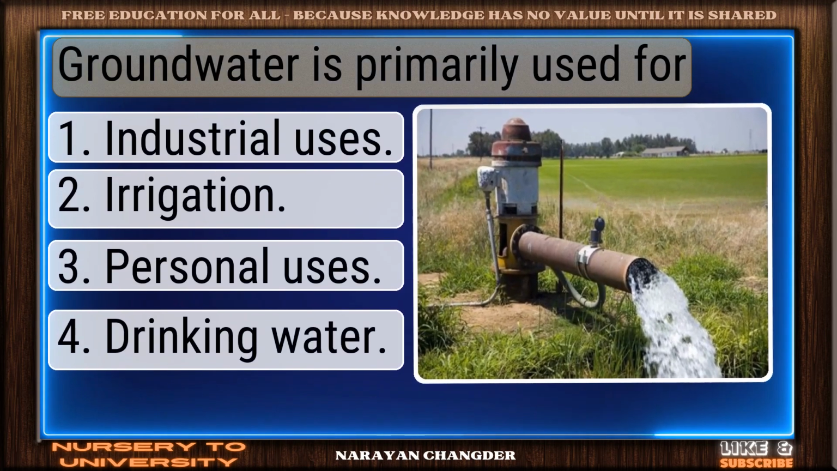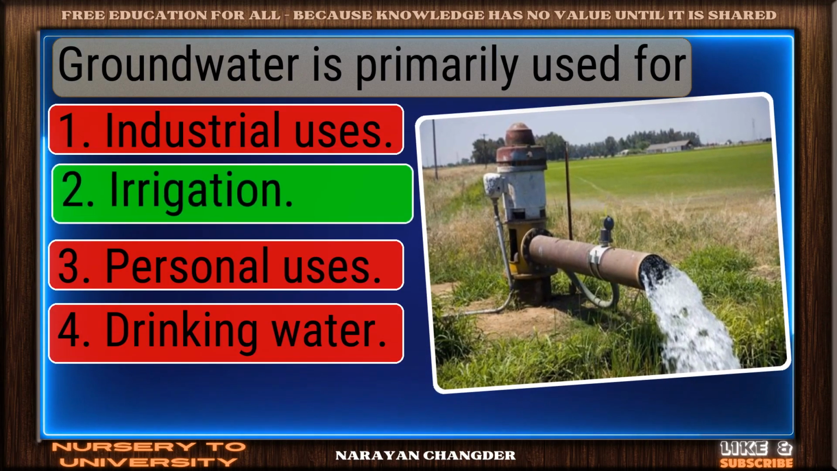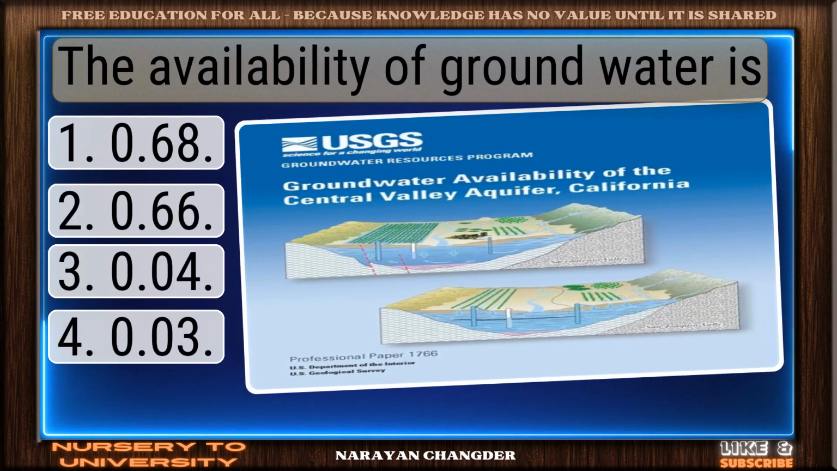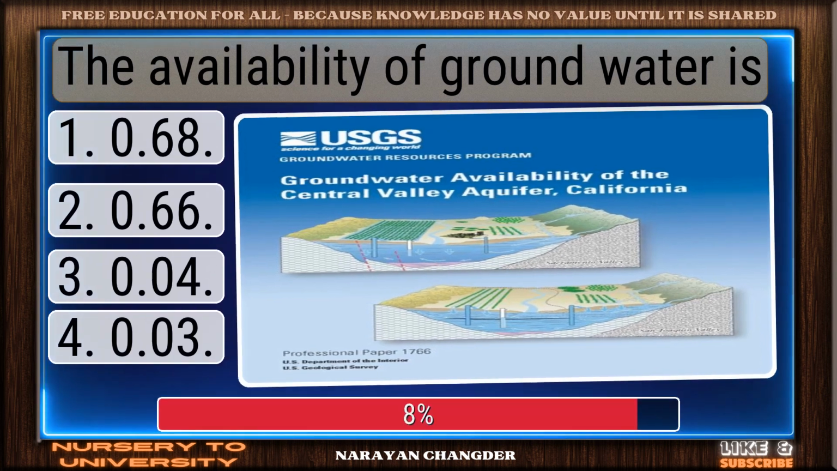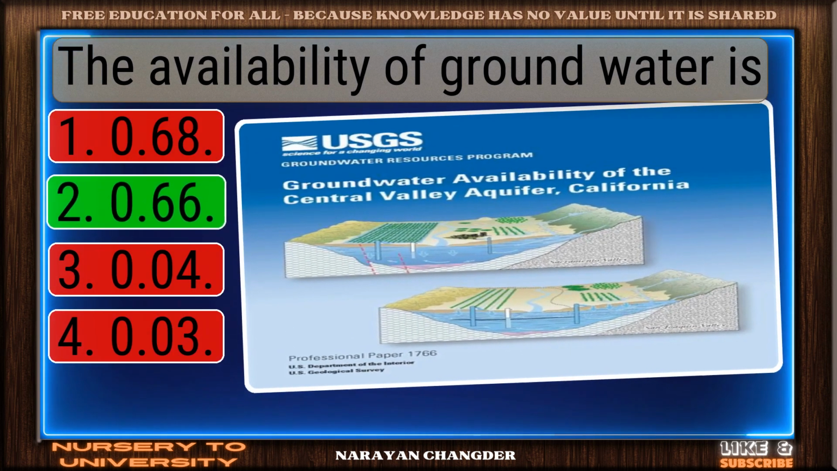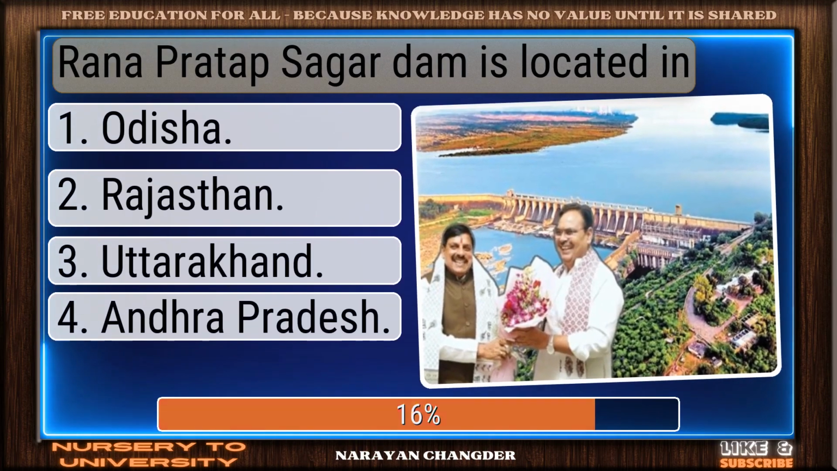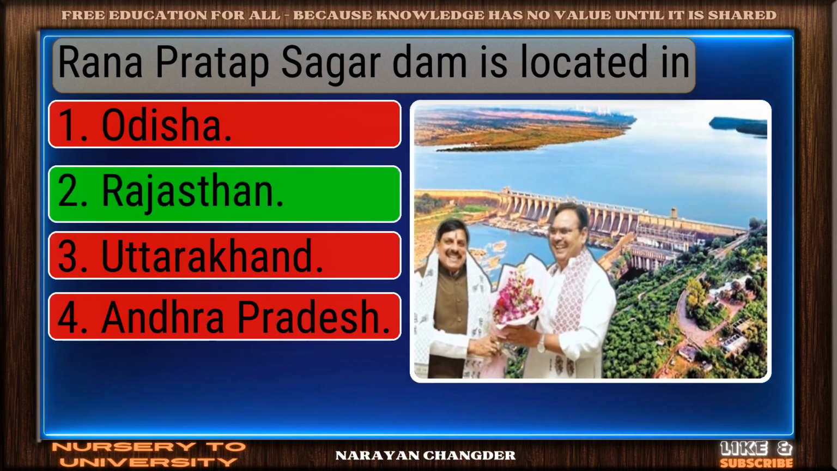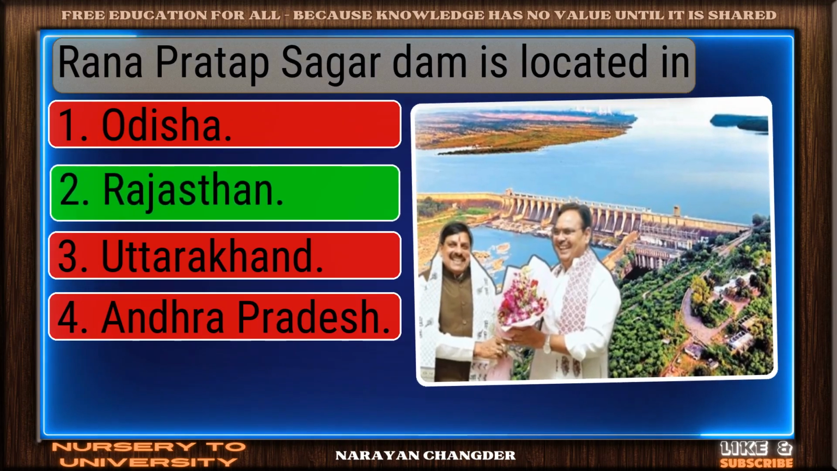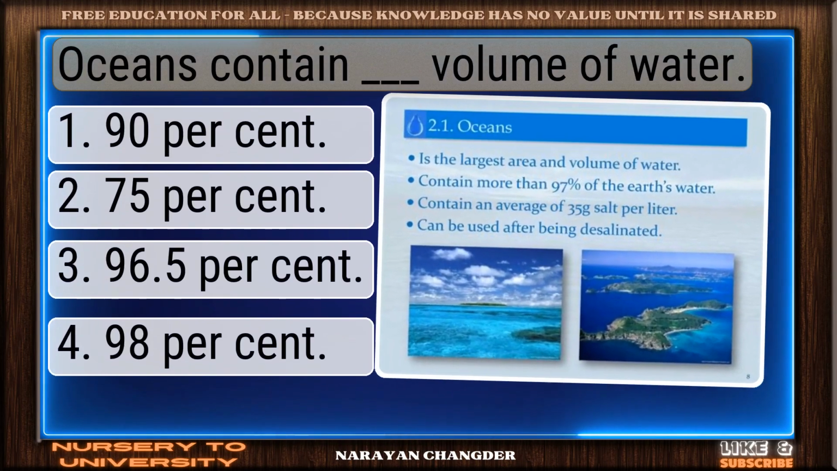Groundwater is primarily used for... Sharp thinking. Irrigation is right. The availability of groundwater is... Solid. Rana Pratap Sagar Dam is located in... Exactly. Rajasthan makes sense. Oceans contain dash volume of water.